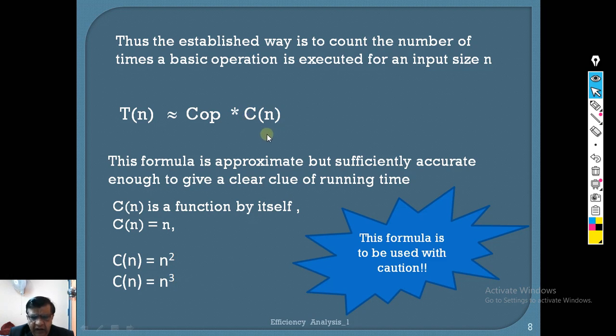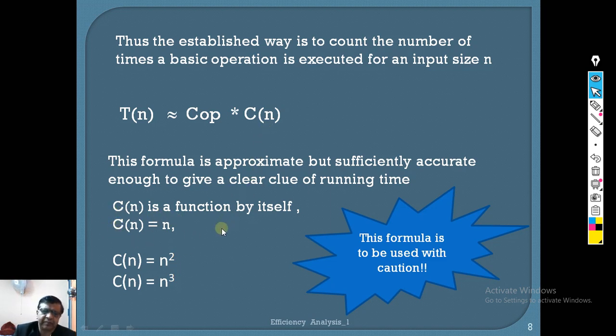Let us say in your algorithm there is a nested loop of degree 2, and in the inner for loop there is a basic operation. Then C of n will become n square. And in some other algorithm, the basic operation is available in the innermost repetitive structure, of a third degree nested loop. Therefore this will become n cube. And there is only one for loop.